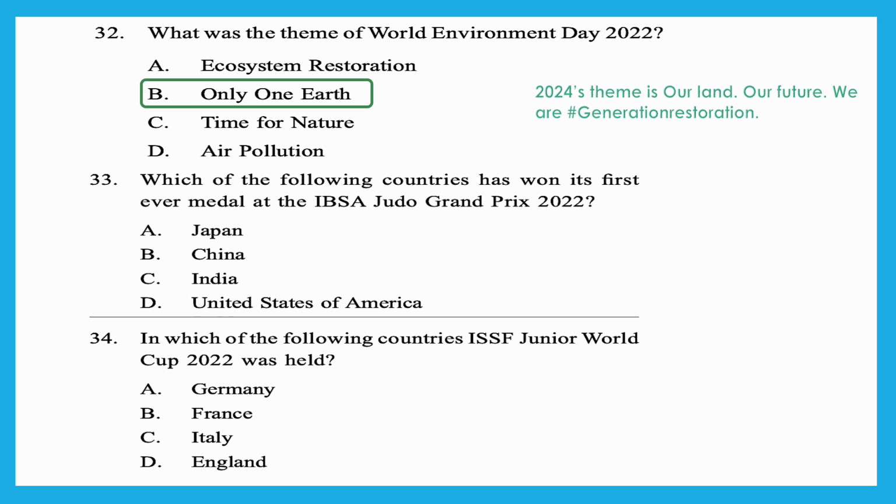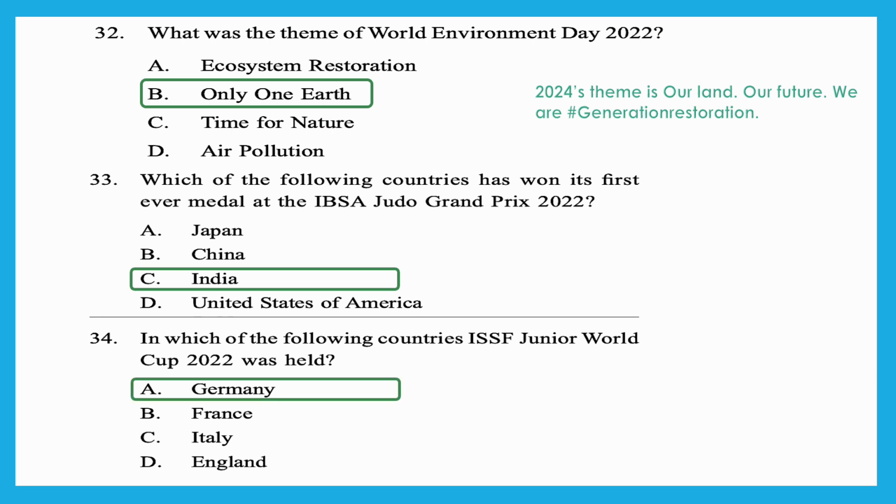We are Generation Restoration. Question 33. Which of the following countries has won its first ever medal at IBSA Judo Grand Prix 2022? IBSA is International Blind Sports Federation. The right answer here is option C, India. Question 34. In which of the following countries ISSF, that is International Shooting Sport Federation, Junior World Cup 2022 was held? The right answer is option A, Germany. And in 2024, it is held in Granada, Spain.